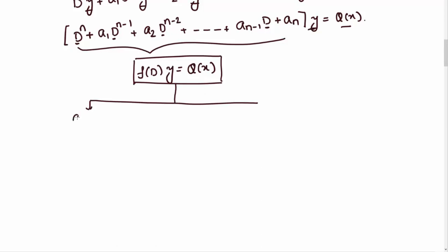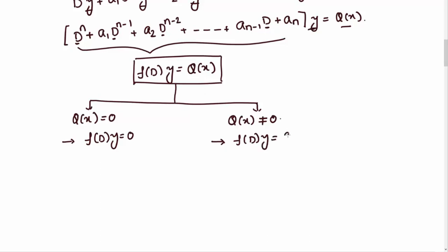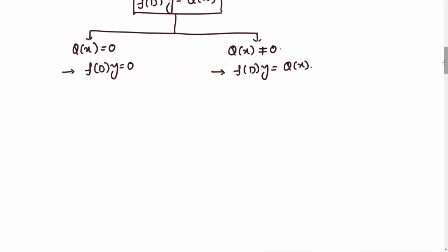One is when q of x is equal to 0, and the other is when q of x is not equal to 0. Now when q of x is equal to 0, then the equation will be of the form f of D into y is equal to 0. And when q of x is not equal to 0, then the equation will be of the form f of D into y is equal to q of x. Now, when q of x is equal to 0, then we call this equation a homogeneous linear differential equation.